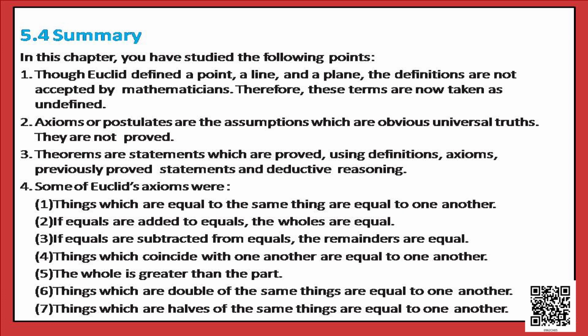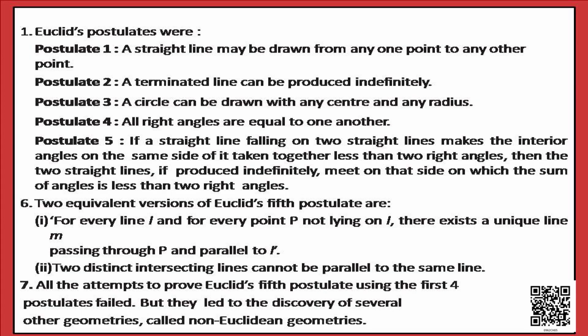The whole is greater than the part. Things which are double of the same things are equal to one another. Things which are halves of the same things are equal to one another. Then we have discussed Euclid's postulates. Postulate 1: a straight line may be drawn from any one point to any other point. Postulate 2: a terminated line can be produced indefinitely. Postulate 3: a circle can be drawn with any center and any radius. Postulate 4: all right angles are equal to one another.